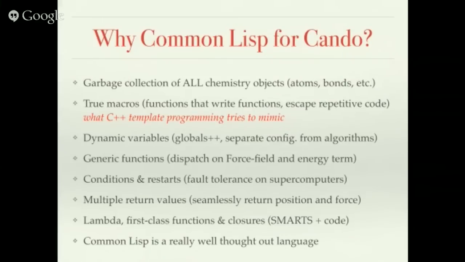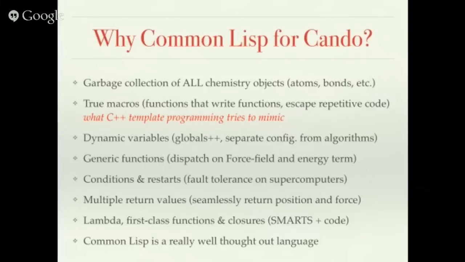It's what C++ template programming is mimicking. But I don't know, this got a good laugh at Cambridge. I don't know about here, but basically the way I think about it is, C++ template programming is to Common Lisp macros what IRS tax forms are to poetry.